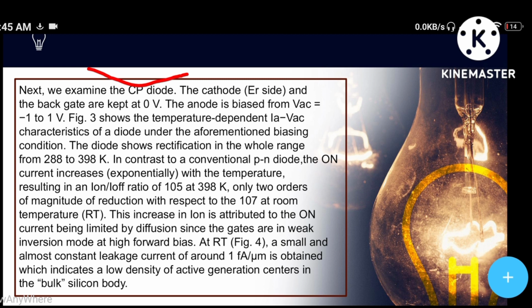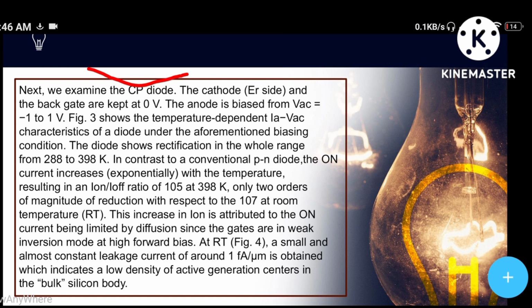In contrast to the conventional PN diode, the on current increases exponentially with the temperature, resulting in an on/off ratio of 10^5 at 398K. Only two orders of magnitude of reduction with respect to the 10^7 at room temperature. At elevated temperature, the increasing on current is attributed to the on current being limited by diffusion, since the gates are in weak inversion mode at high forward bias.